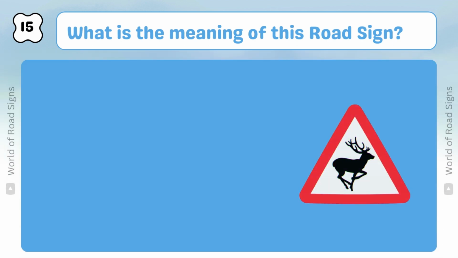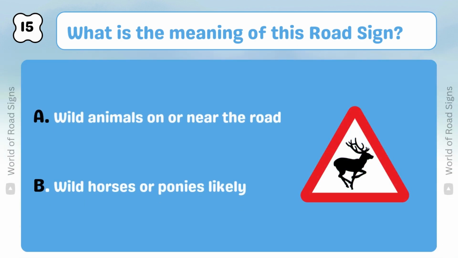Question 15. What might you encounter after seeing this sign? A. Wild animals on or near the road. B. Wild horses or ponies likely. Correct. Option A. Wild animals on or near the road.